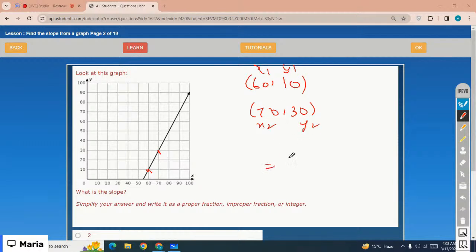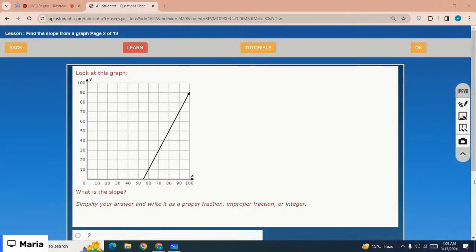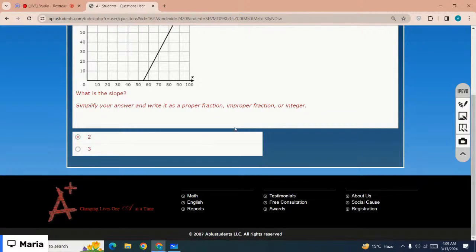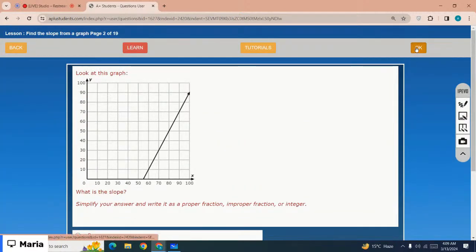So the slope is y2 minus y1, 30 minus 10 divided by 70 minus 60. 30 minus 10 is 20 and 70 minus 60 is 10. That is 2 over 1 and the slope is 2. Got it? So the slope is 2. The correct option is 2. Got it? Option number 1 is the correct option. Okay.